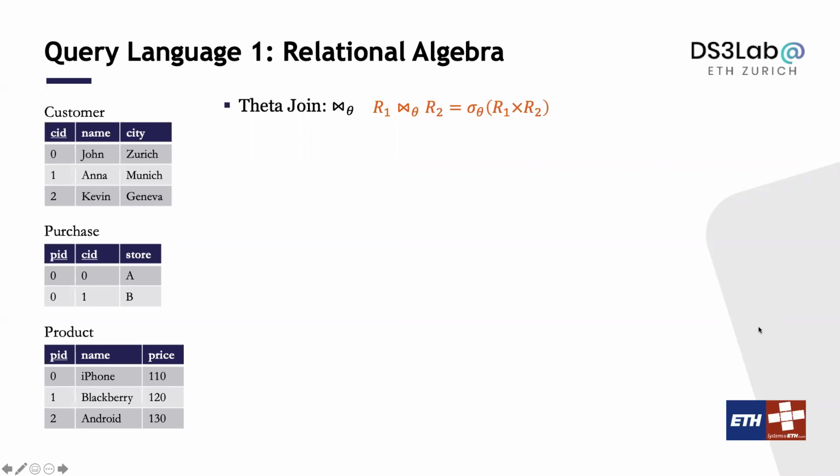Yeah, so are there any questions? Yeah, there's a question in the chat, which is quite interesting. We're talking about the natural join. What if the two joined tables share more than one attribute, but not all of them?